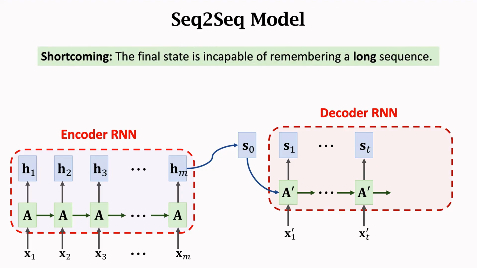The sequence-to-sequence model has a critical and apparent disadvantage. The final state, hm, is incapable of remembering a long sequence. If the English sentence has too many words, then hm cannot remember everything in the sentence. If a word has been forgotten by hm, then the sentence generated by the decoder will miss something. The translation will be wrong.